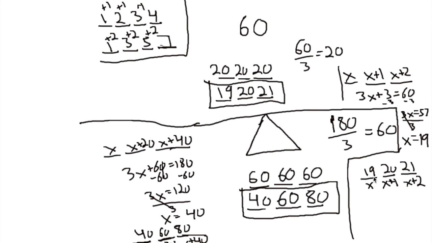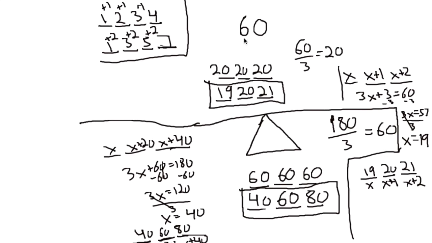Then I draw out my 3 slots again. This is x, and x is 19. This middle spot is x plus 1, and 19 plus 1 is 20. The third spot is x plus 2, and 19 plus 2 is 21. So now, using algebra, I figured out what 3 consecutive integers add up to 60. You can do that, but I'm going to show you a quicker way to do this, a little shortcut.